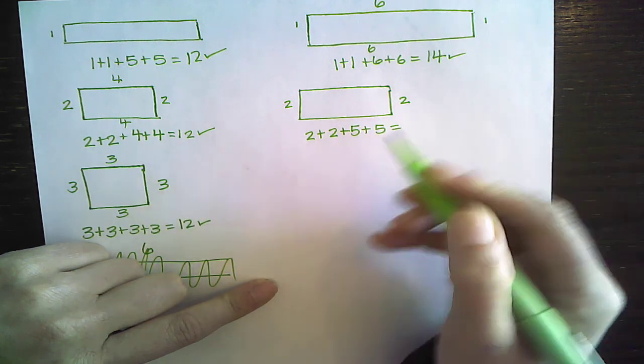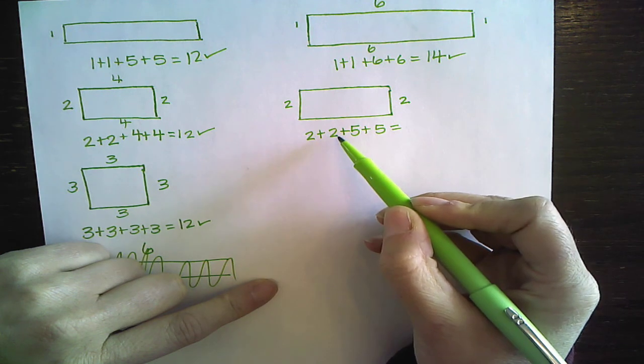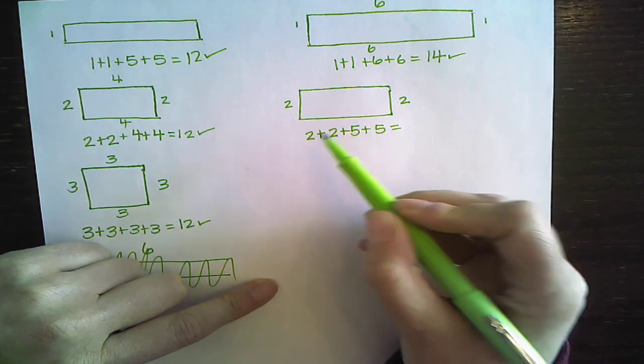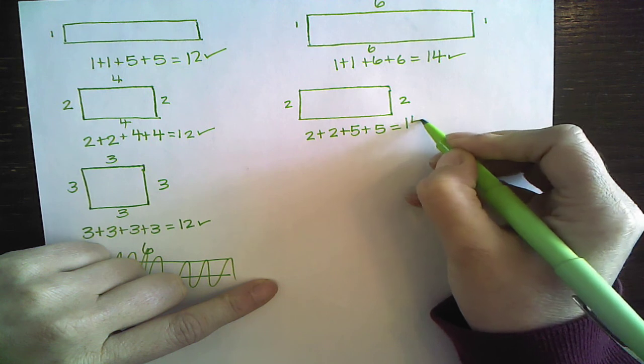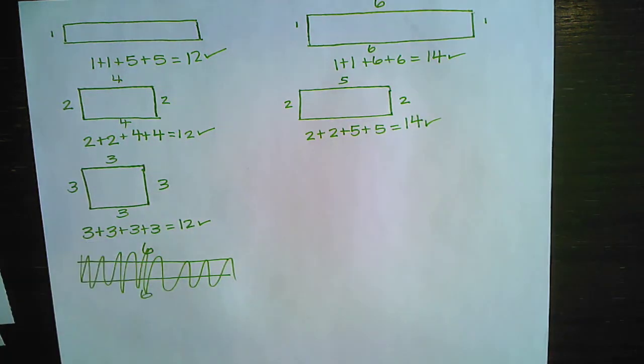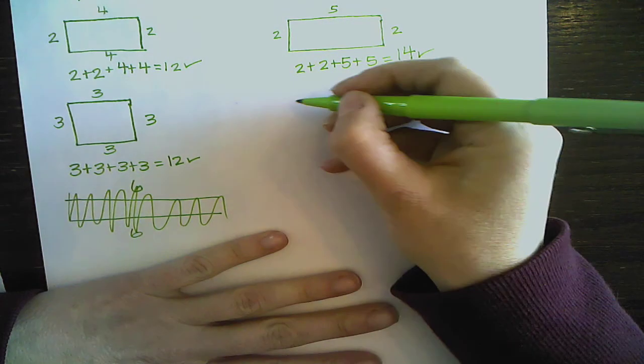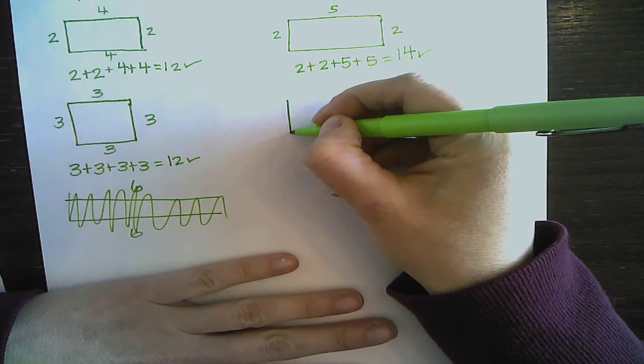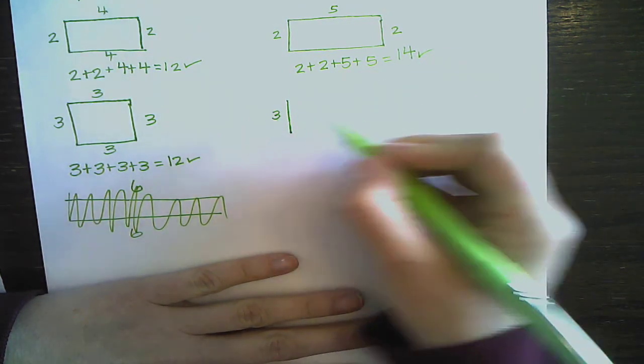And what do you know? 2 plus 2 is 4. 5 plus 5 is 10. 4 plus 10 is 14. Okay. How about a 3?